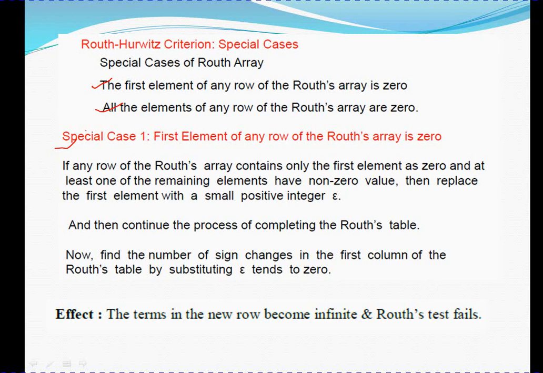So what we need to do in that case is replace that 0 by a small positive number, epsilon, and then continue the process of completing the Routh table. The number of sign changes in the first column of the Routh array is calculated after taking the limit as epsilon tends to 0. Okay, so now we are going to take an example and see.